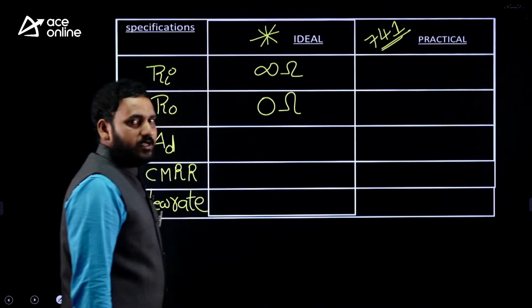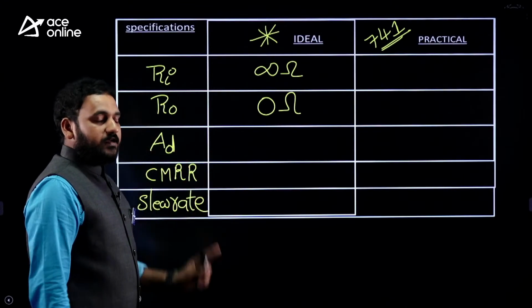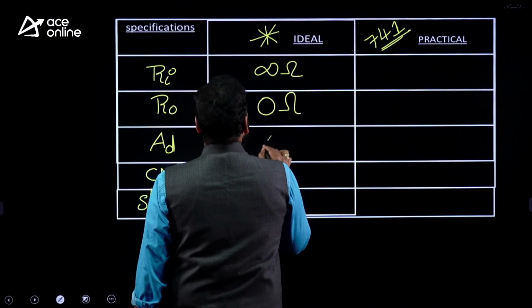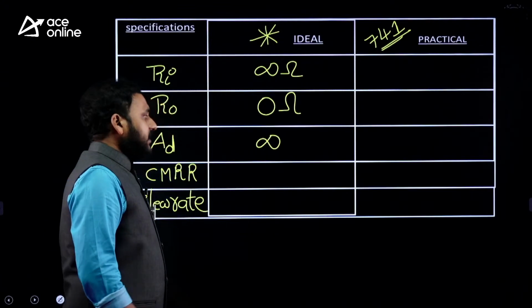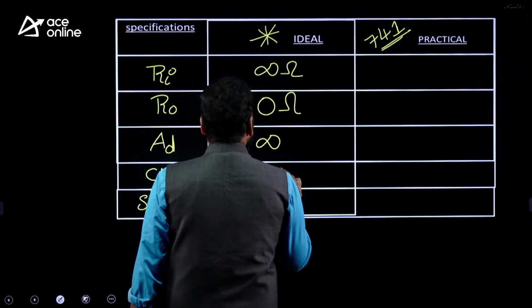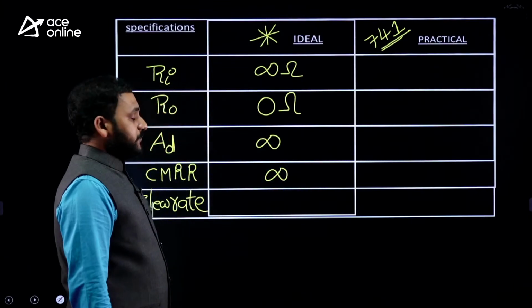Units: ohms, no need to write, of course. Volt for volt, voltage gain or differential gain has no units. Under ideal conditions, the open loop gain or voltage gain is very, very high, and CMRR is also very high. CMRR stands for common mode rejection ratio.